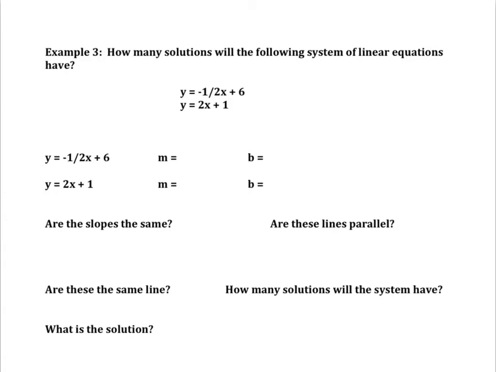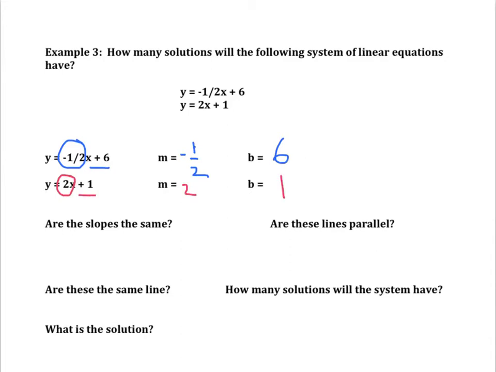Example 3. How many solutions will the following system of linear equations have? So we have y equals negative 1/2 x plus 6, and we have y equals 2x plus 1. So, what we should do first is try to figure out what our slopes are for these two equations. So y equals negative 1/2 x plus 6 has a slope of negative 1/2, and it has a y-intercept of 6. And then for our second one, we see that it has a slope of 2 and a y-intercept of 1.